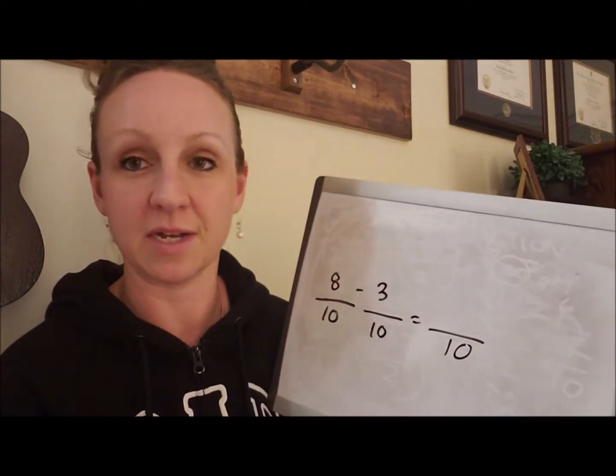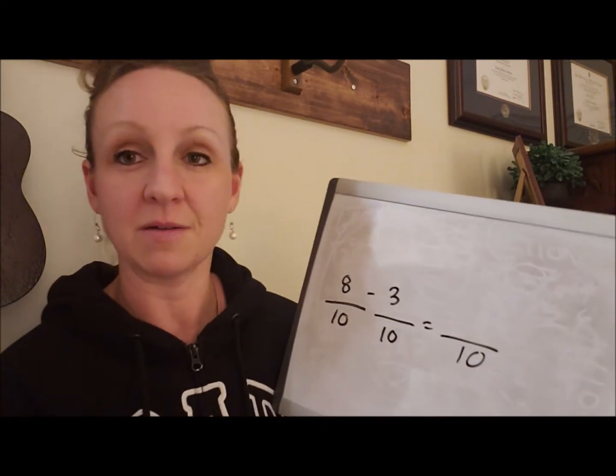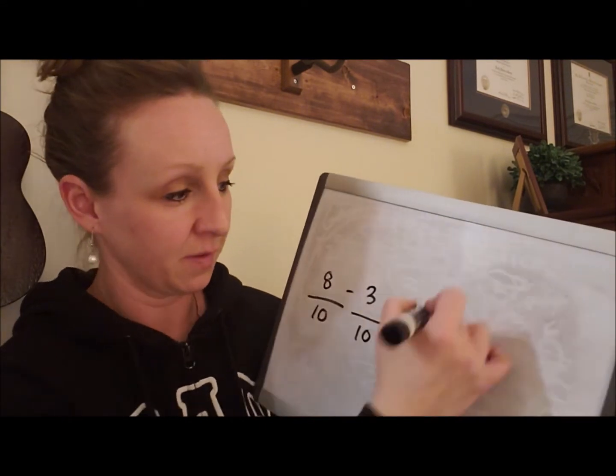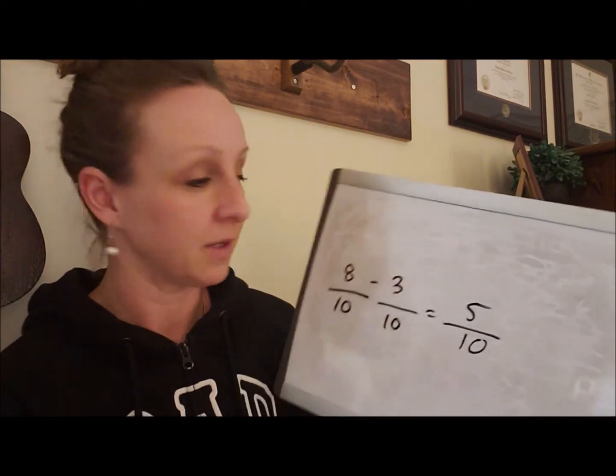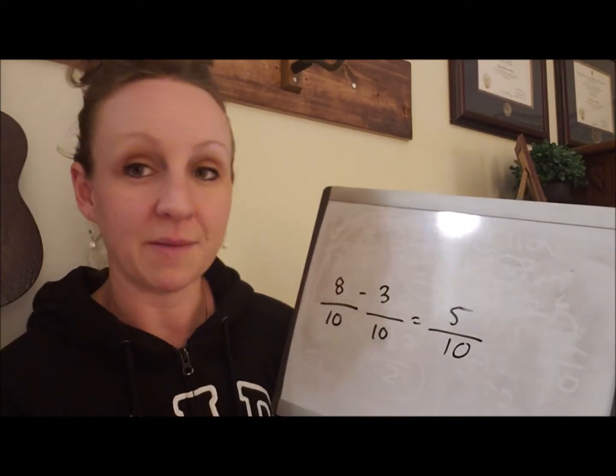You don't go 10, take away 10. Just keep the denominator the same. So now I'm going 8, subtract 3. So 8, 7, 6, 5. 8 take away 3 is 5. So now I'm left with 5 out of 10. This is a nice fraction, but I can make it smaller.